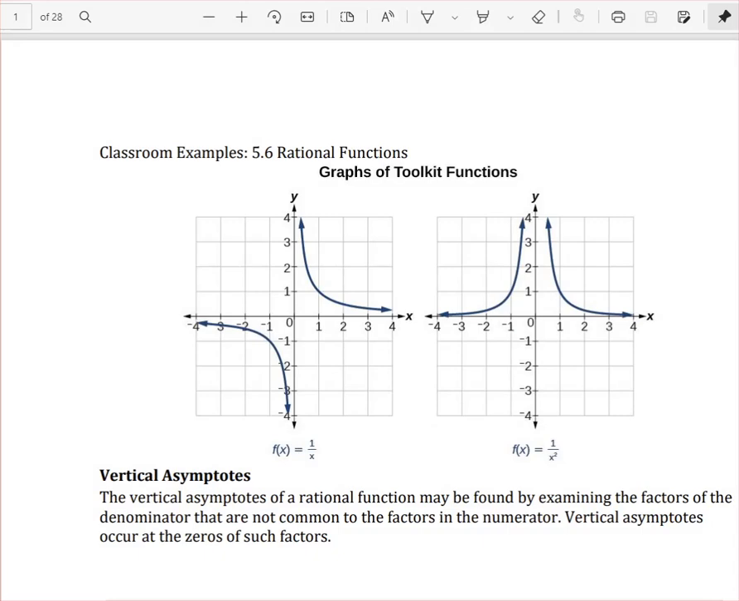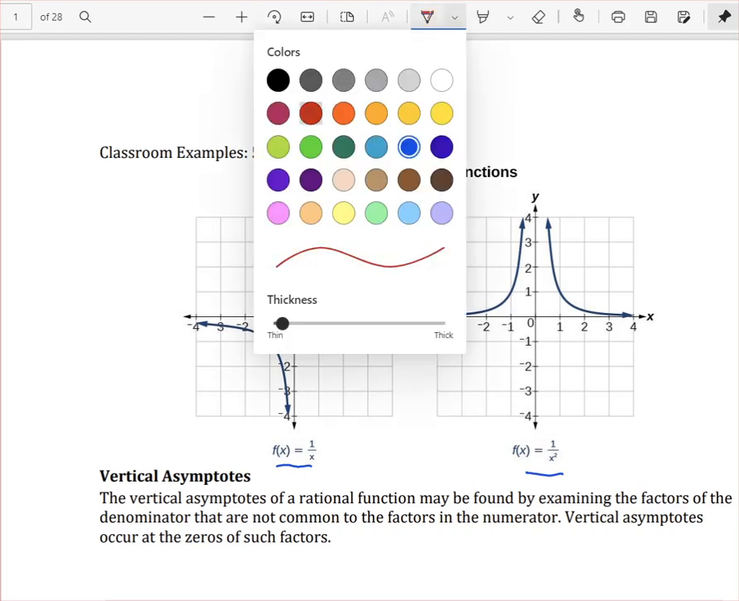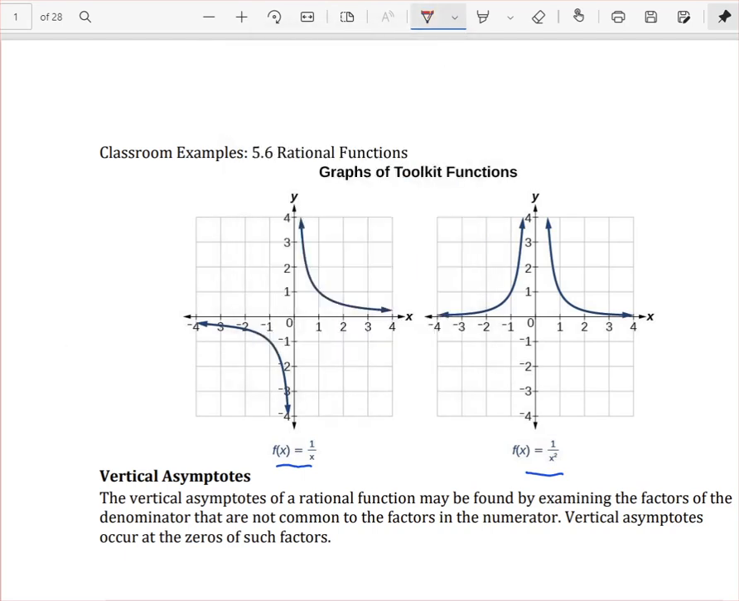Let's talk about rational functions. So what we have here are examples of a rational function. One of the things I want to show you is that they're usually broken up into two little graphs, as you can see here. You can see this is 1 over x and this is 1 over x squared. The other thing they have is asymptotes.